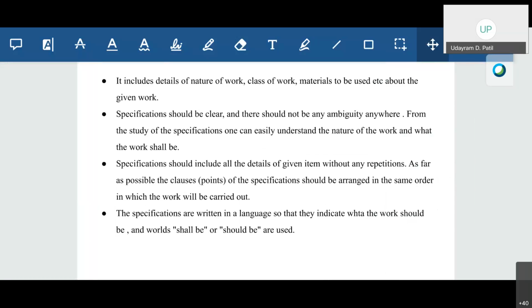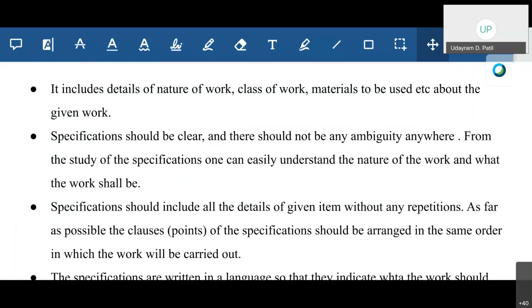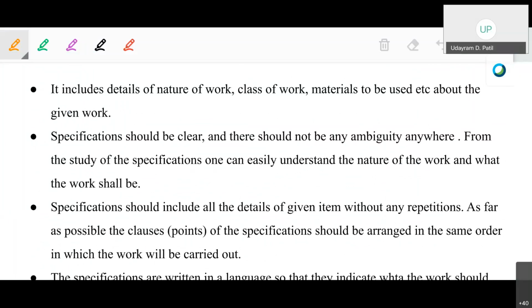So next there are a few points about the specification. Let's see that. So obviously a specification includes details of the nature of the work, class of the work, materials to be used. Okay, we are going to see what the particular specification includes. As I said, specification is the details which will identify that particular item.